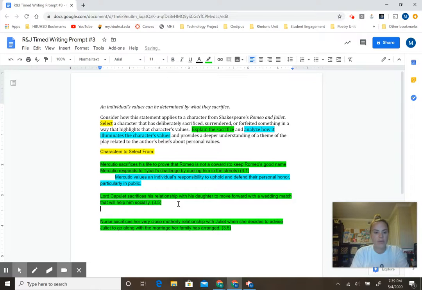Okay, so let me come down here, tab in, let's go to blue. What does Lord Capulet value? Lord Capulet values his family's social status and advancement over. Okay, this is just a statement about the value.